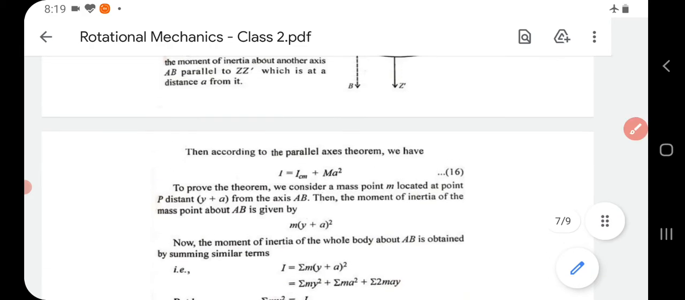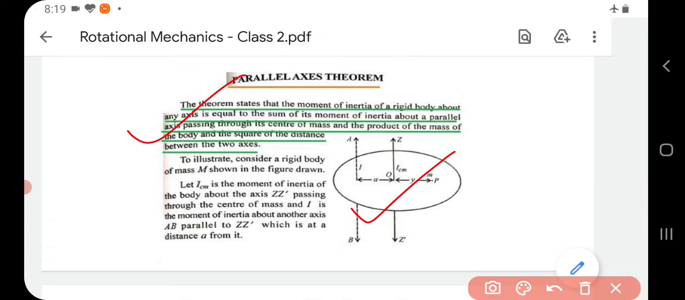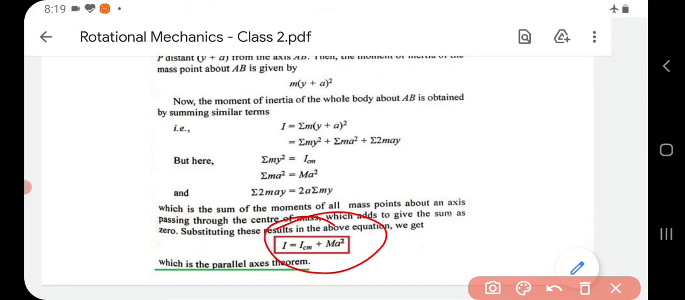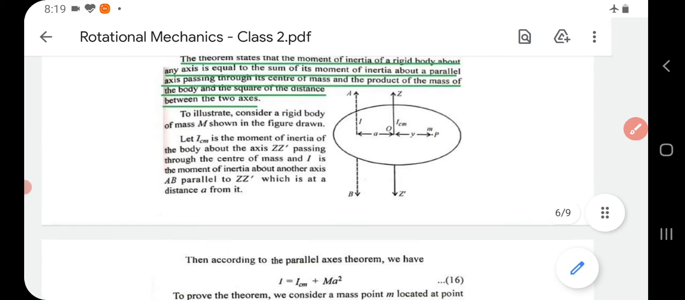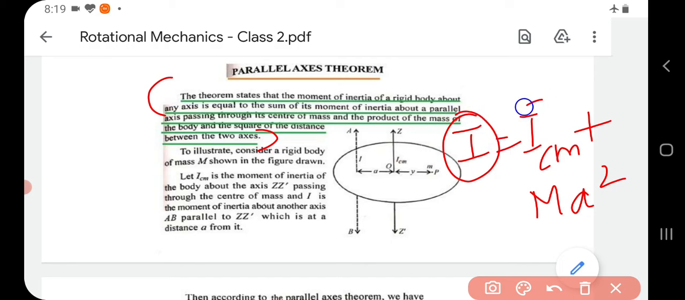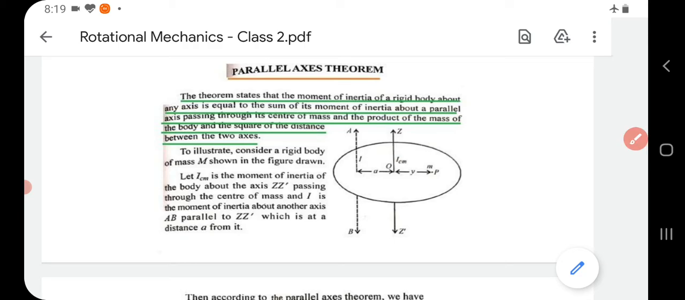So this is the parallel axis theorem statement, figure, then the rest everything is proof, and finally the mathematical statement. Now if you are asked to just state parallel axis theorem, you just write this paragraph and write the final expression, I equal to I_CM plus M a square, and explain what each of these terms are. That is enough. If you are asked to prove it, then you have to write from the beginning, that is, write from here to here.